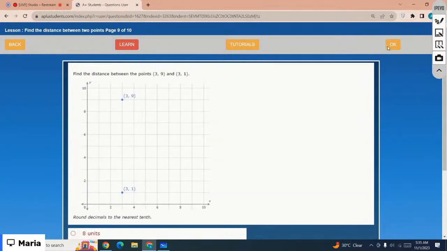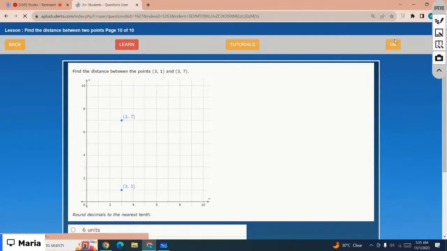Okay, the next one is find the distance between the points (3, 9) and (3, 1), which is the correct option. The correct option is 8 units. Find the distance between the points (3, 1) and (3, 7), which is the correct option. The correct option is 6 units.